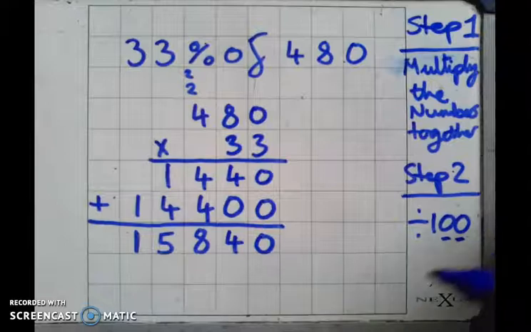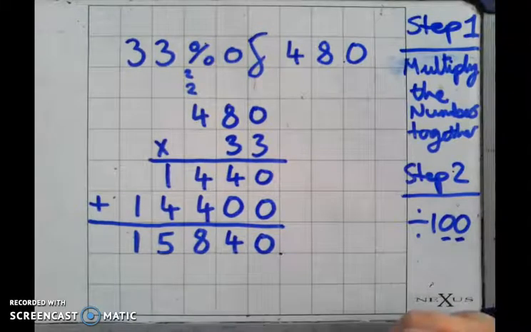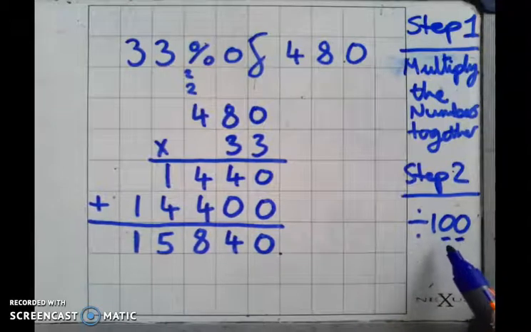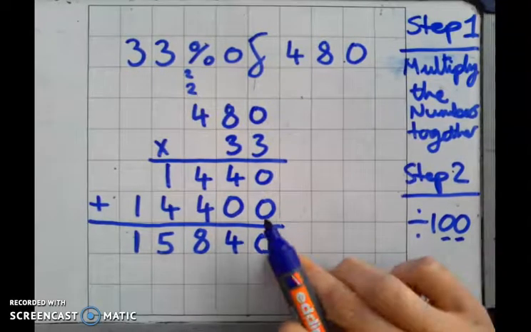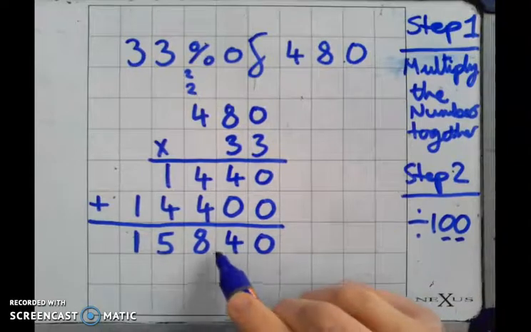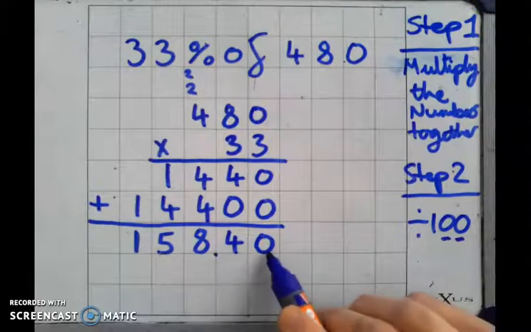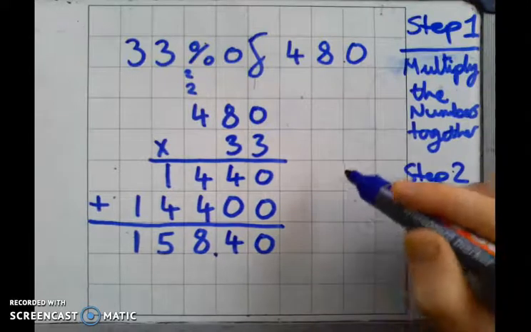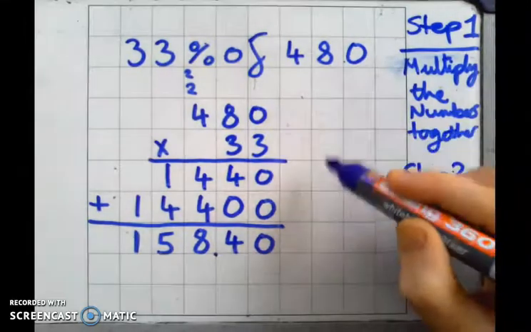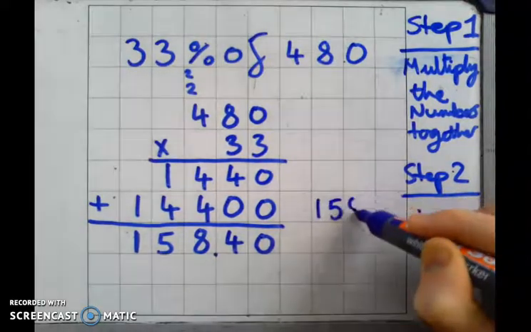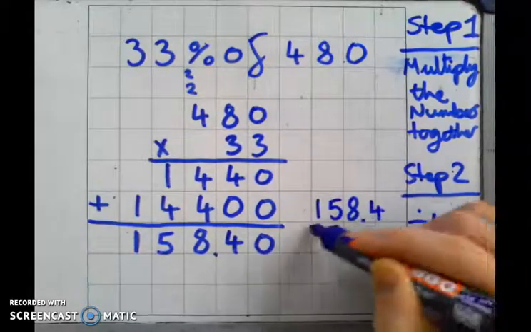So remember from before, the digits are each going to move 2 places to the right because we're dividing by 100. That means the decimal point is going to go here, 2 places in. 158.4. We don't need to use the 0 at the end. 33% of 480 is 158.4.